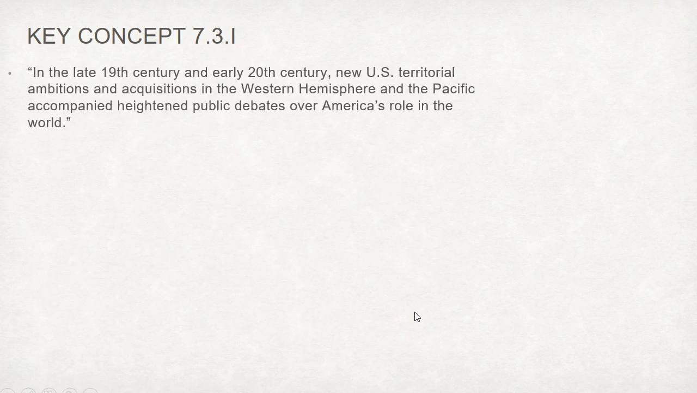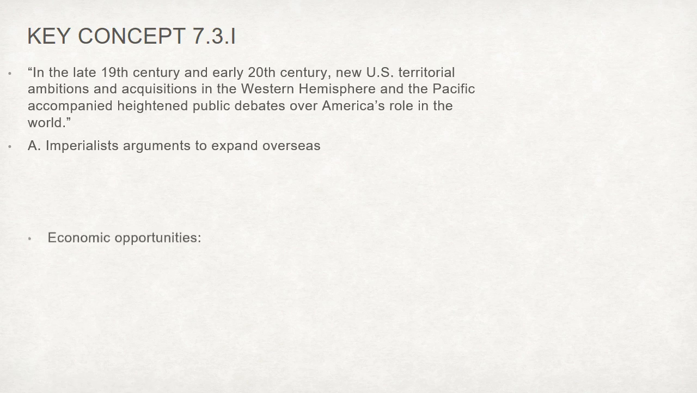All right, so this is Roman numeral 1 here under our key concept, and there it is. In the late 19th and early 20th centuries, the United States gets some territorial ambitions and acquisitions in the Western Hemisphere as well as the Pacific. And so this is pre-Spanish-American War, although the Spanish-American War is going to fall under this key concept as well. And so you have these two groups essentially who are arguing about what to make of this.